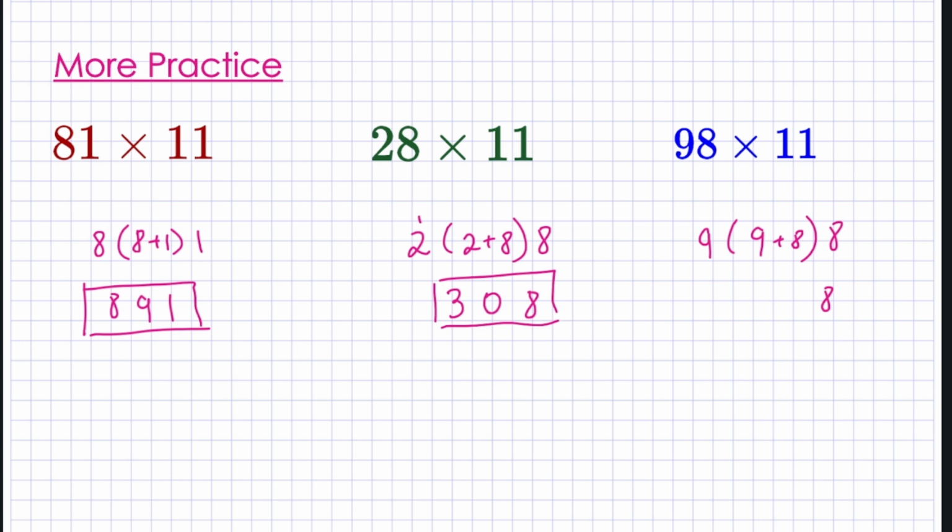So the 8 stays. 9 plus 8 is 17, so we keep only the 7 and add the 1 to the 9 and put a 10 down. So we get 1078, which is a reasonable value for something close to 100 being multiplied by something close to 10, around 1,000. That sounds good. You can check all of these doing it the long way or with a calculator to make sure that this shortcut is believable for you.